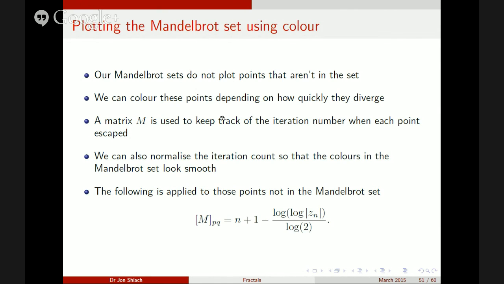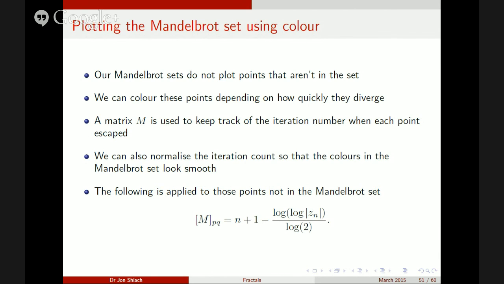Now, I've got a couple of images I'm going to show you. One is with just using the iteration count. So if a point diverged after 40 iterations, I would have colored it one color. If it was after 50, I would have done it another color. But what you can also do is normalize this iteration count. And what this has the effect of is smoothing out the colors.